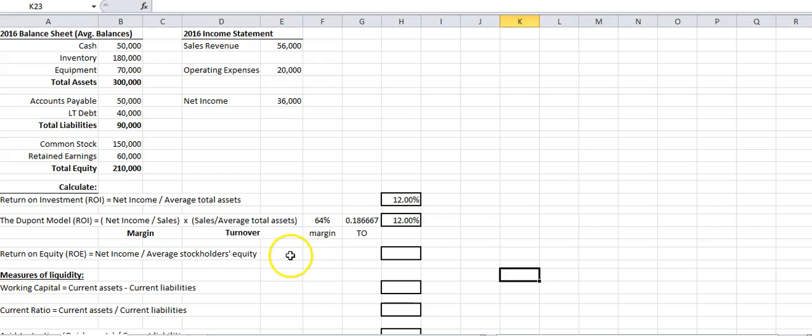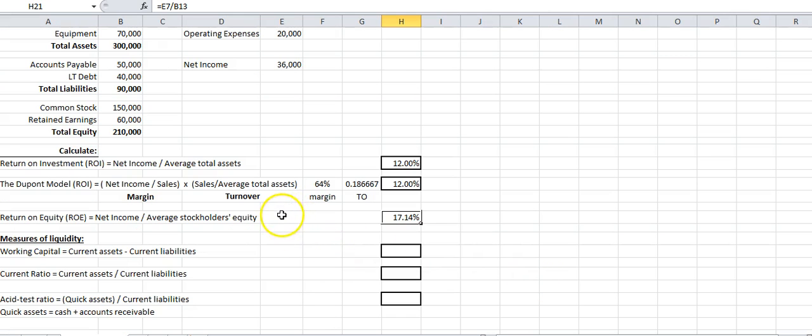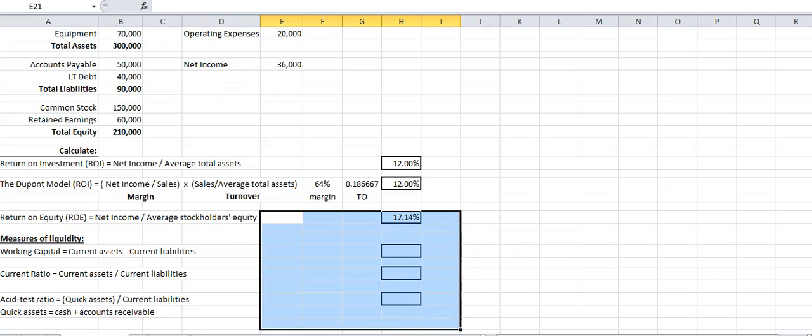Okay, return on equity is a little bit different. Return on equity is similar to return on investment, except that you're going to calculate it based on only the equity that you put up, only the money that you put up. Okay, so that's going to be equal to net income divided by average total equity, the 210 over here. And that's going to be 17.14%.